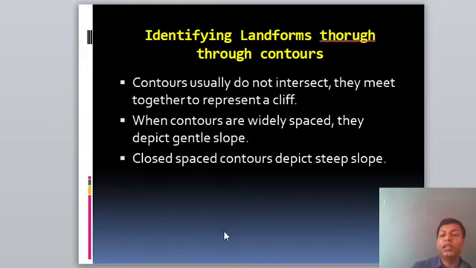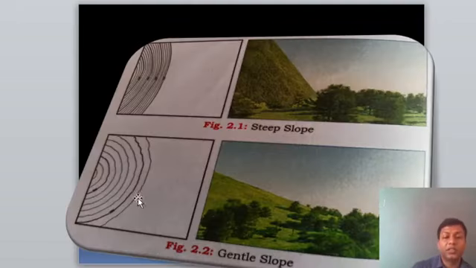Contours are usually not intersected. Two different contour lines never meet together, except they meet together to represent a cliff. When contours are widely spaced, they depict a gentle slope, as I told you. Closely spaced contours depict a steep slope, as you saw in this picture. I hope it is clear.